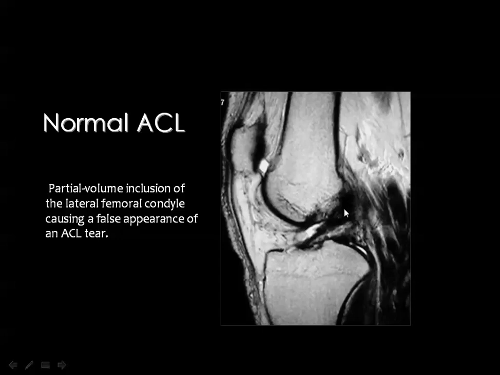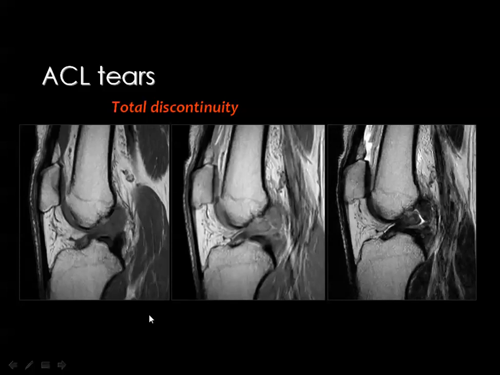You are cutting part of the femoral condyle together with the insertion site of the anterior cruciate ligament. Then you can easily diagnose ACL rupture, and there is only one criterion for the rupture of the ACL, which is rupture of the ACL. If you look here, this is the course or the anatomic site of the anterior cruciate ligament, and this is T1, this is proton density, and this is T2.